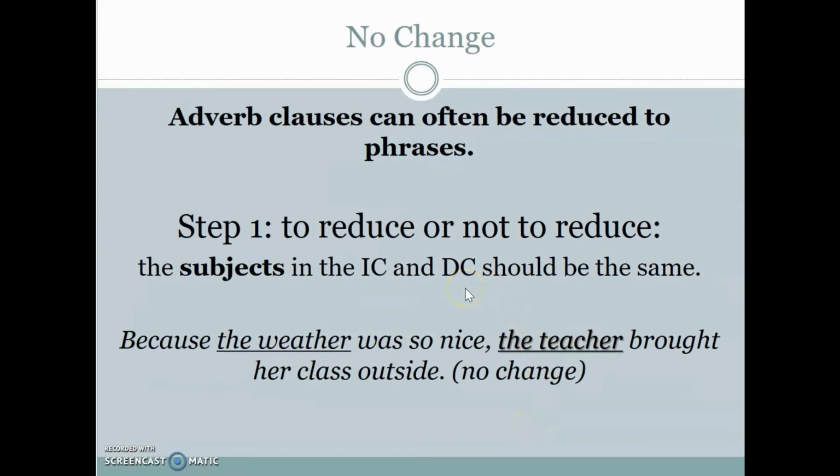Now, what happens when the clause cannot be reduced? That means the subjects in the IC and DC are different. For example, because the weather was so nice, the teacher brought her class outside. This clause cannot be reduced because the subject in the DC is the weather and the subject in the IC is the teacher. Two different subjects, therefore no change.